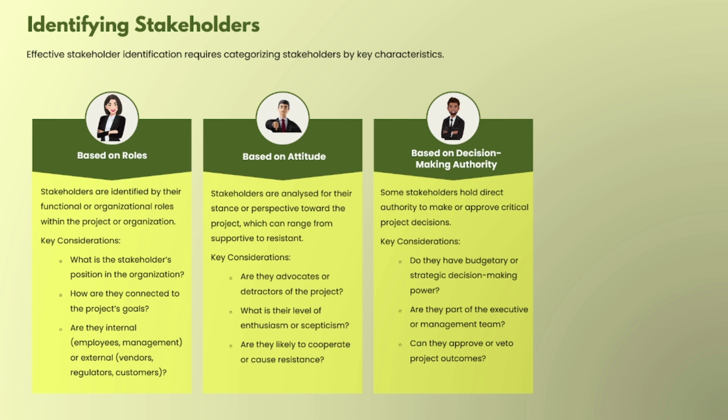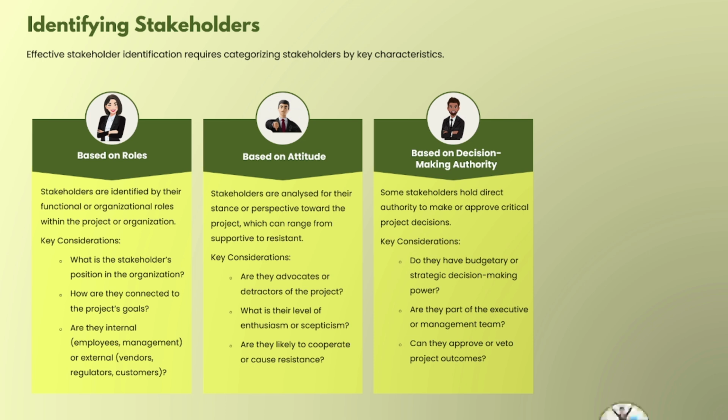And can they approve or veto project outcomes? Means again, based on their decision-making authority, we need to understand whether they approve or veto the project outcome. This is something we need to consider while identifying the stakeholder.